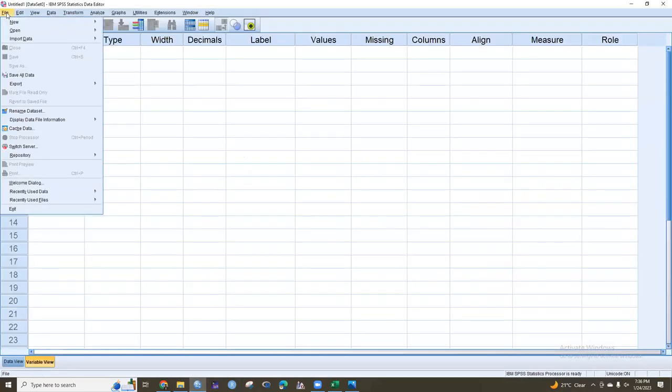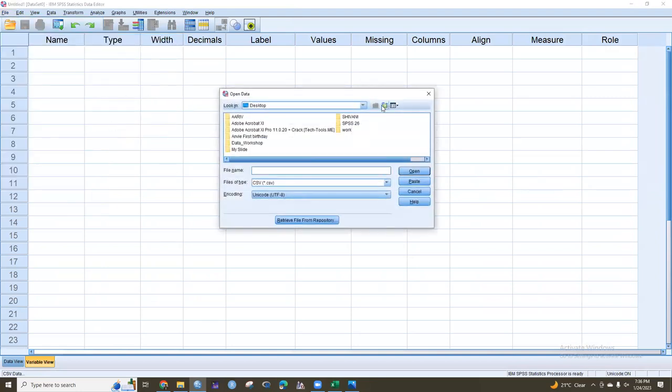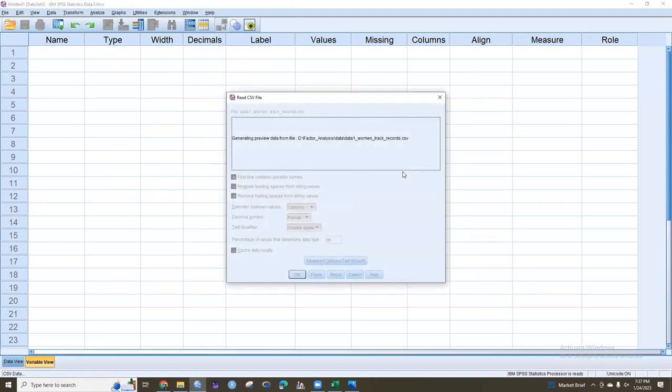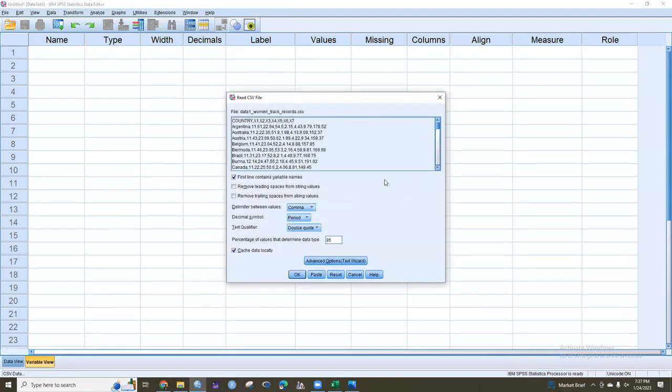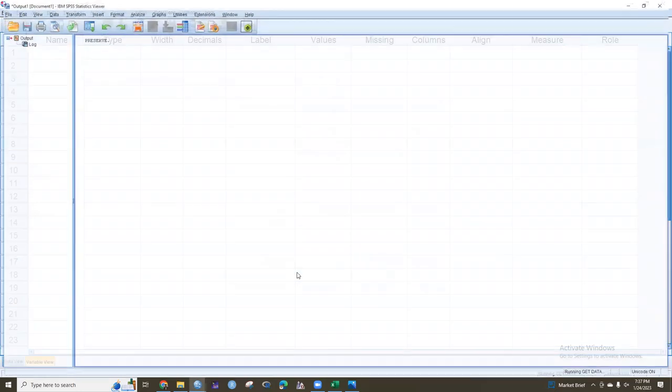So now what I will do, go to import data and go to the CSV data and drive the factor analysis data. Now it is showing the CSV file, and open. Okay. So first line contains variable name. Okay.